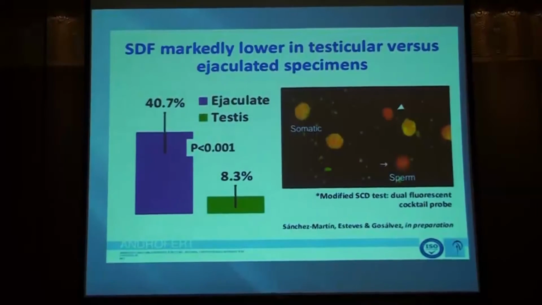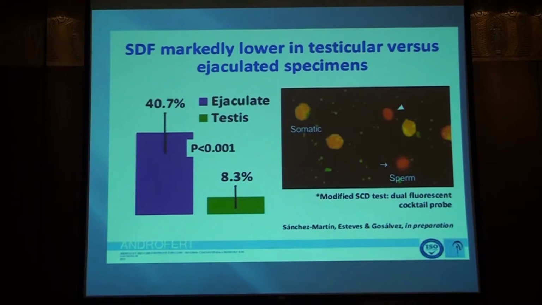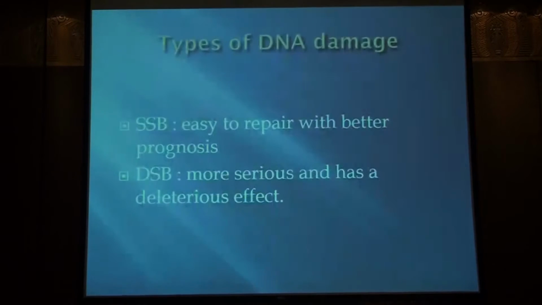This diagram shows the difference in DNA fragmentation between testicular sperm and ejaculated sperm. Of course, it is lower in testicular sperm and elevated in ejaculated sperm.